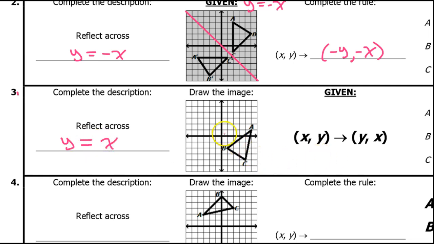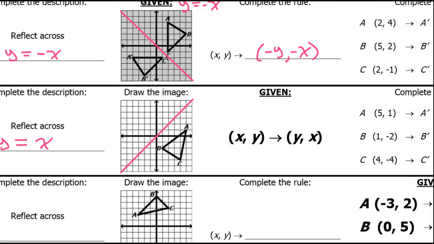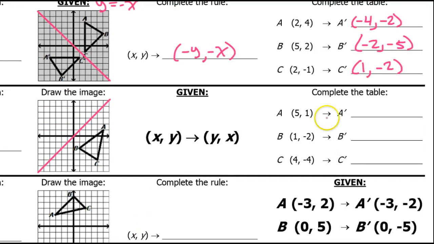And y equals x is this diagonal line that I'm about to draw that goes like this. So this is the mirror line. So when we are all done, this triangle should be over here somewhere. But let's use the rule on these points. I think that would be the quickest thing to do.